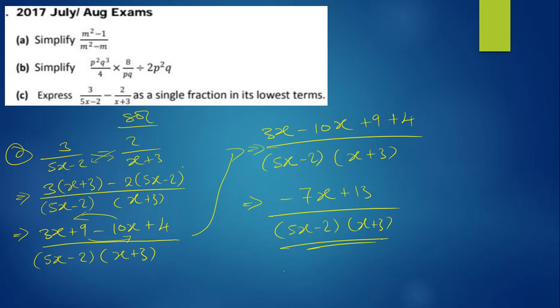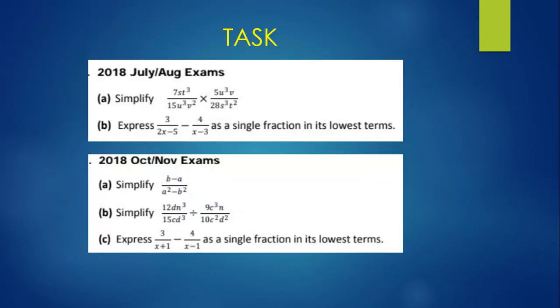I'm sure it's clear. So this is your task, you solve for the 2018 July August exam. This question that came in 2018 for July August exam, and then there is this other one that came in October, and it's a 2018 question as well. So I'm sure you're clear about this thing. And whenever you're having questions, you need to ensure that you contact me, and I'll be able to attend to your questions.